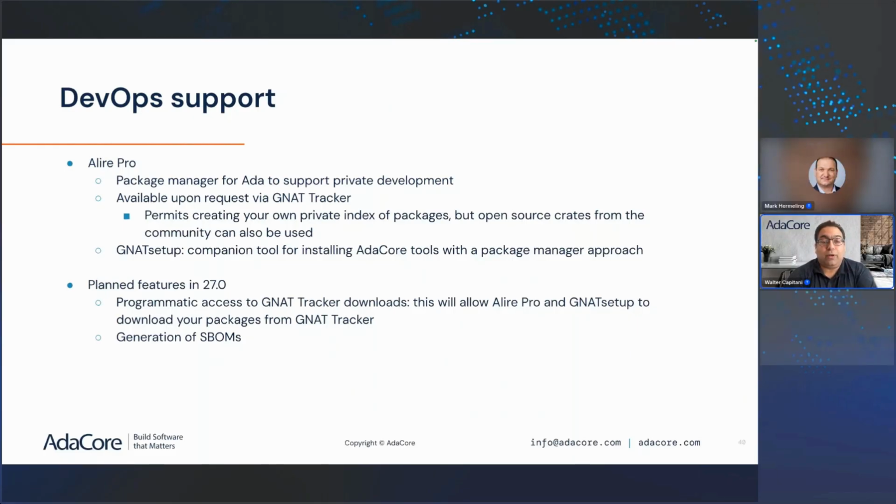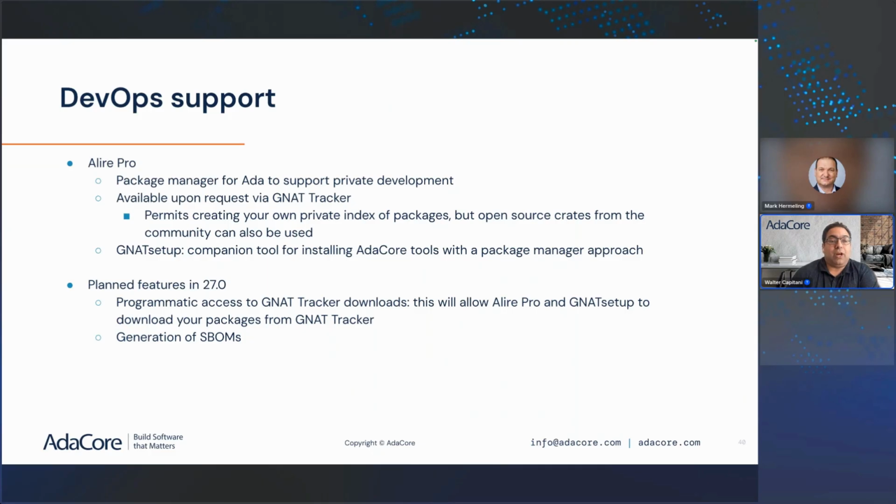Looking forward to 2027, there will be programmatic access to GNAT Tracker downloads, so you can download those from GNAT Tracker using Alire Pro. We also plan to introduce SBOM generation on the packages you're using in your project.